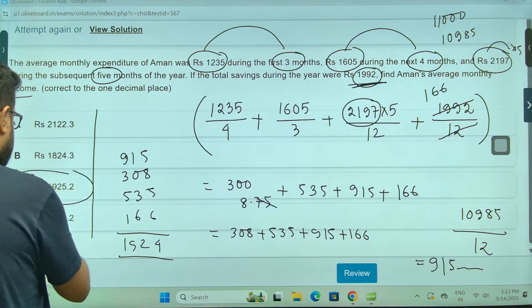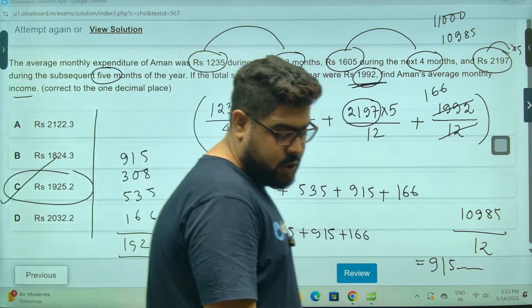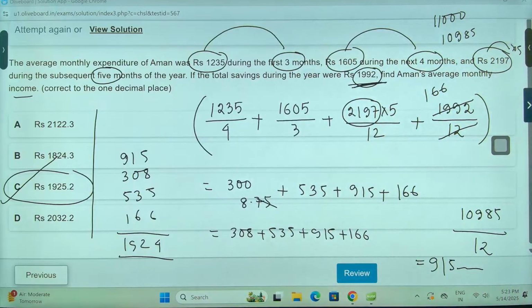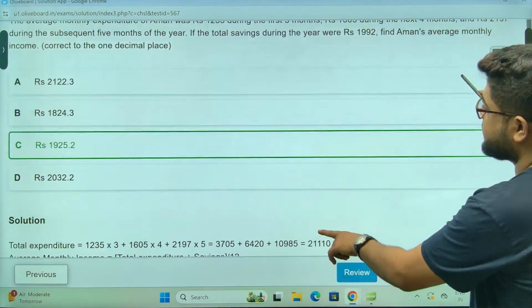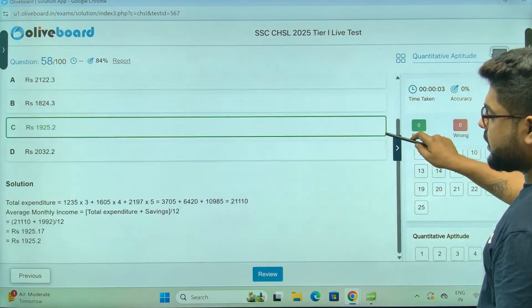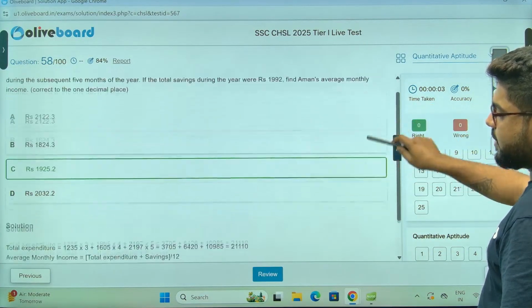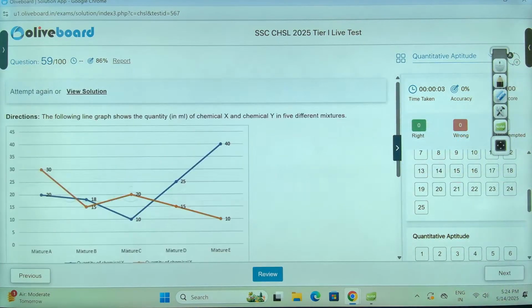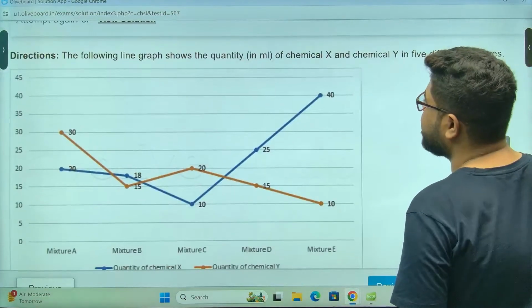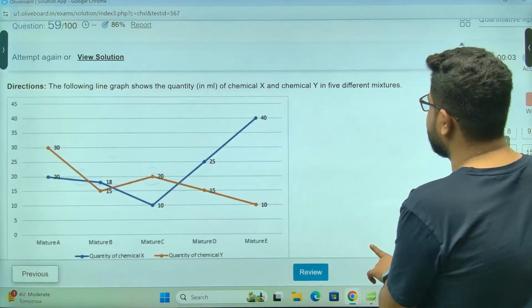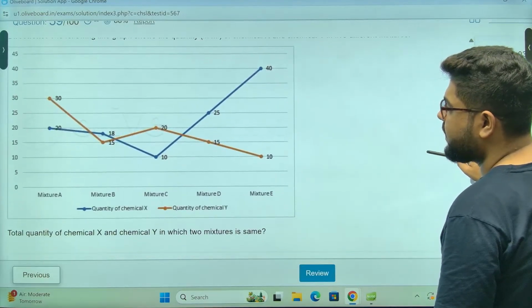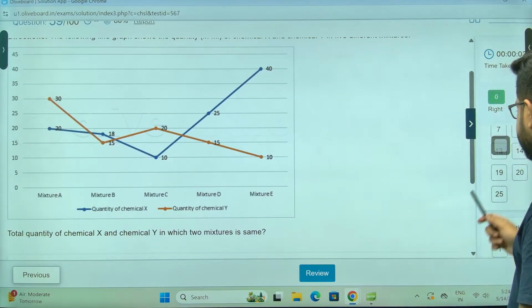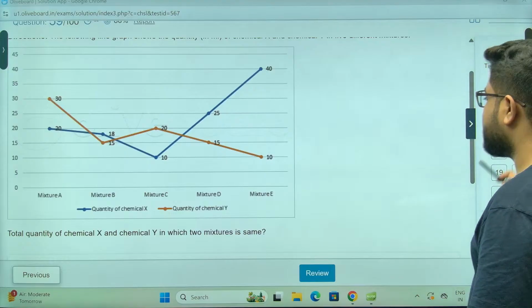Sir, option C is the answer. It was a calculative question, sir. वो देखो इन लोगों ने पूरा कैलकुलेट किया. बाप रे. Okay, but again, not a difficult question, but again a little bit calculative, definitely. Okay, chalo. We had to do some calculations.